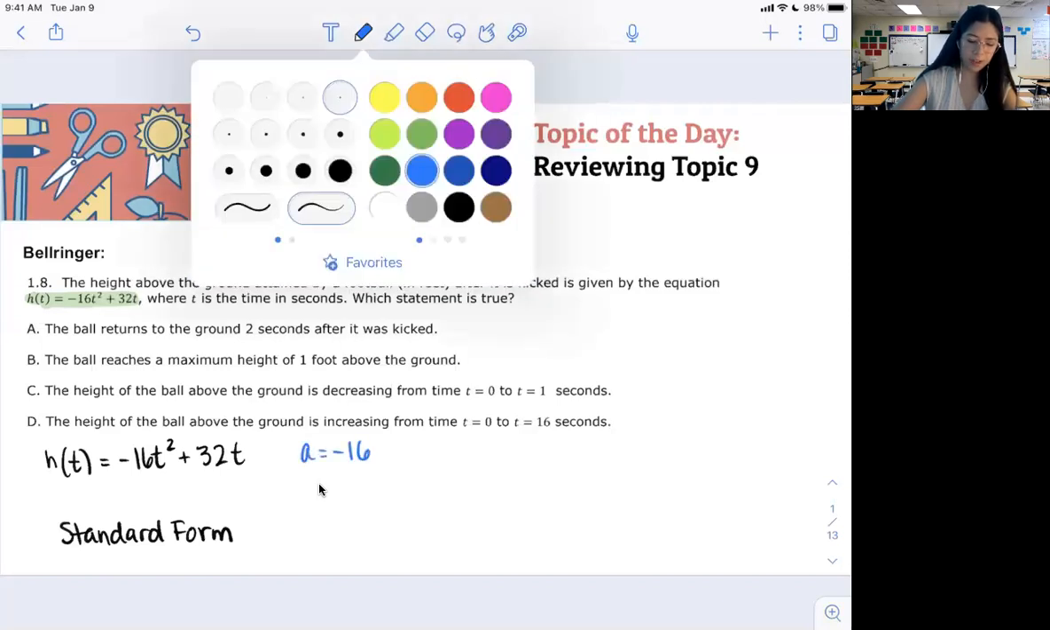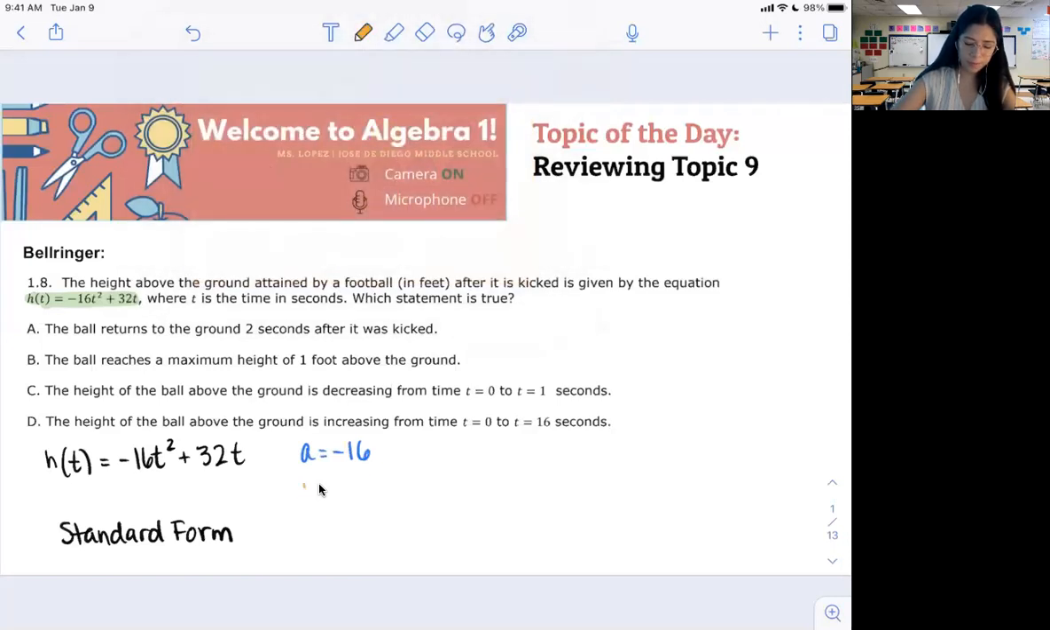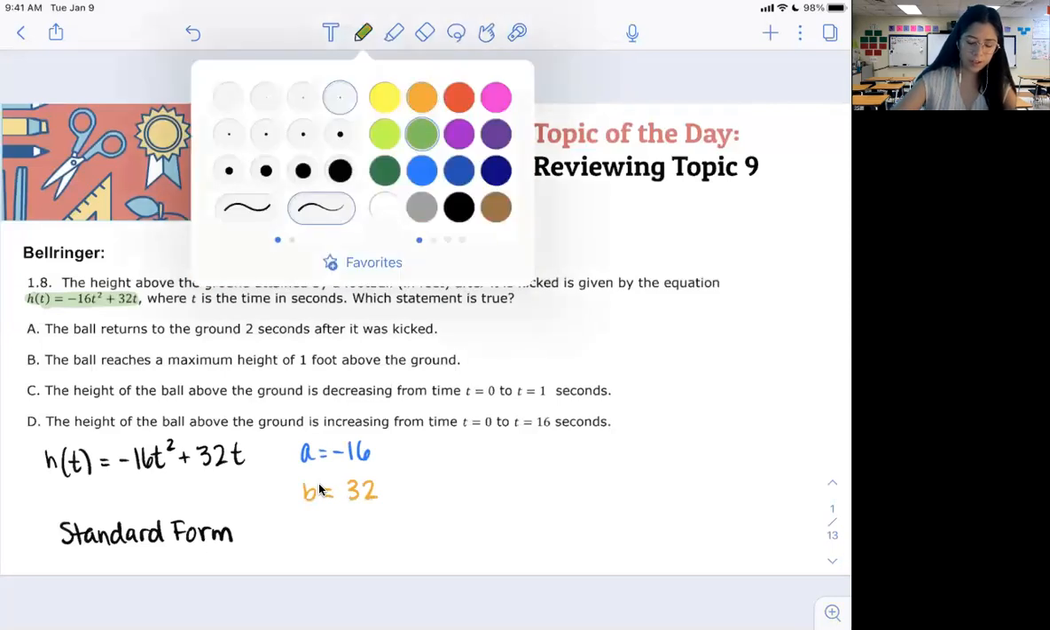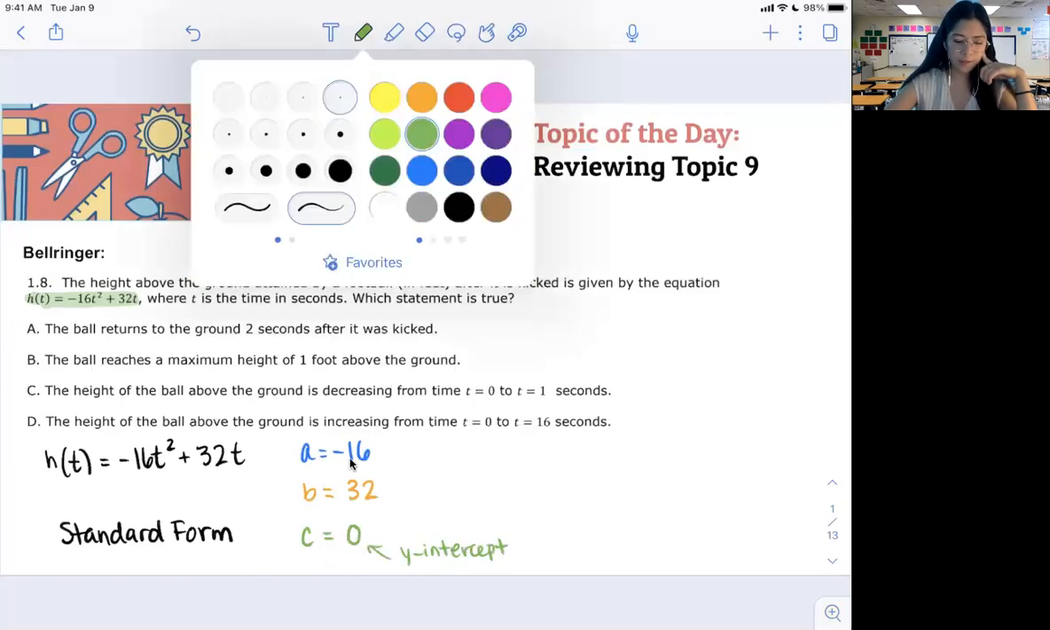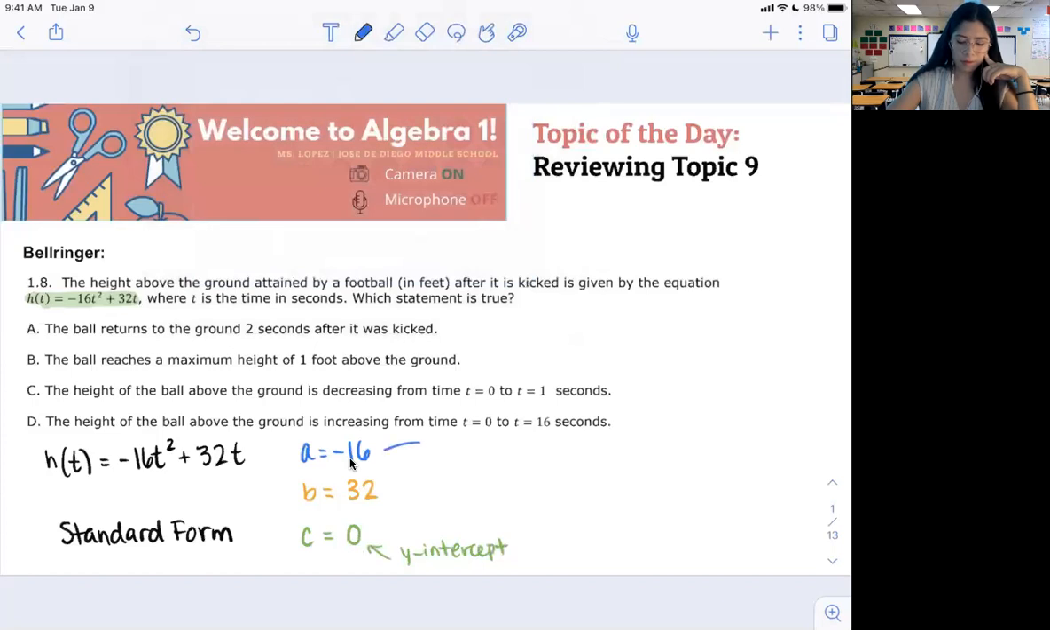And let's actually go through each of them. What's the b value? +32. And therefore, what's the c? 0. So I have my a, I have my b, I have my c. C is the what? Y-intercept. C is the y-intercept. And what does a tell us? The width and direction. Good.